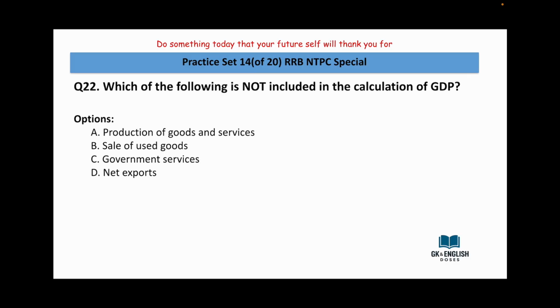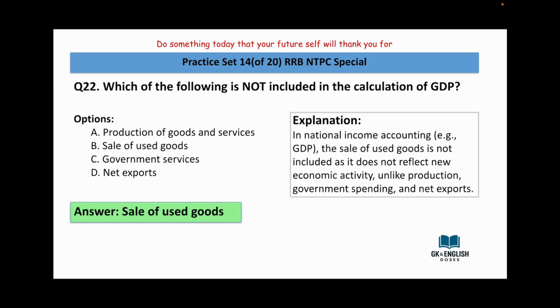Which of the following is not included in the calculation of GDP? Production of goods and services, sale of used goods, government services, net exports. And the answer is sale of used goods. In national income accounting, the sale of used goods is not included as it does not reflect new economic activity, unlike production, government spending, and net exports.